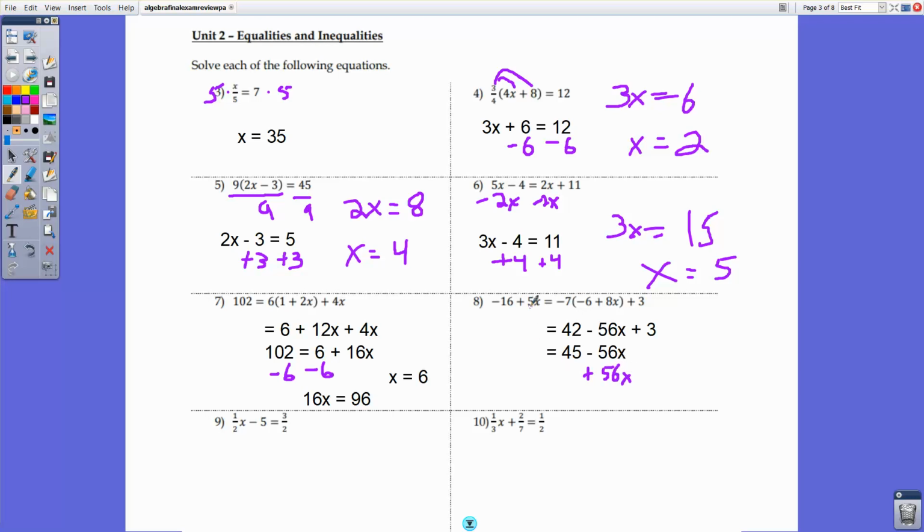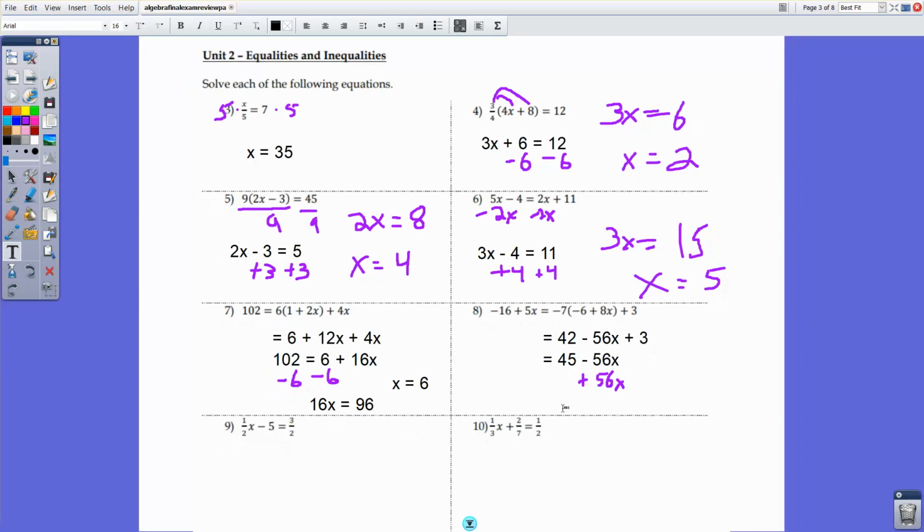56x and 5x is 61x on the left side, so that's going to be negative 16 plus 61x, and that will equal 45. And then what I'm going to do is add 16 to both sides. That's going to give me 45 plus 16, which is 61. So 61x equals 61, which means if I divide off, I'm going to get x equals 1.